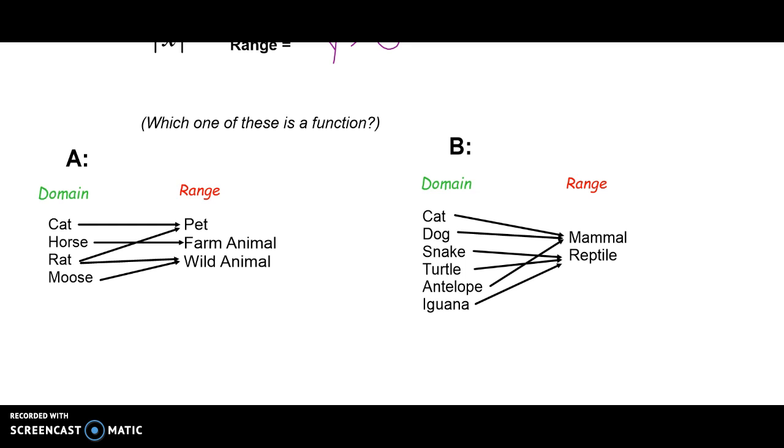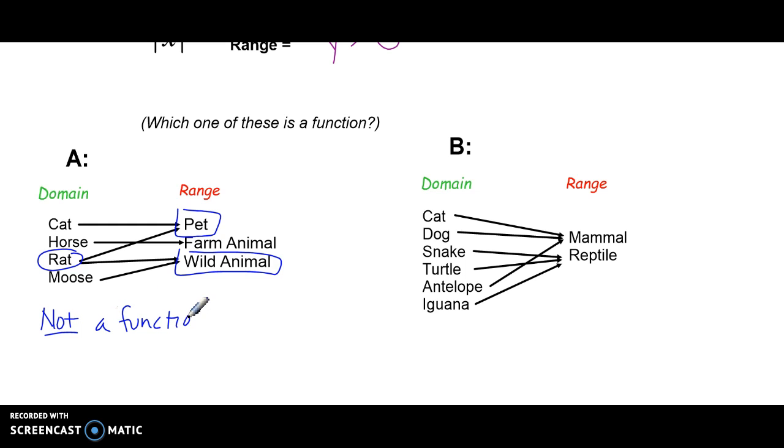And if you look at the one on the left, rat, in particular, is tied to both pet and wild animal. Well, that's a single input that has 2 outputs. That violates the definition of a function. So this is not a function.